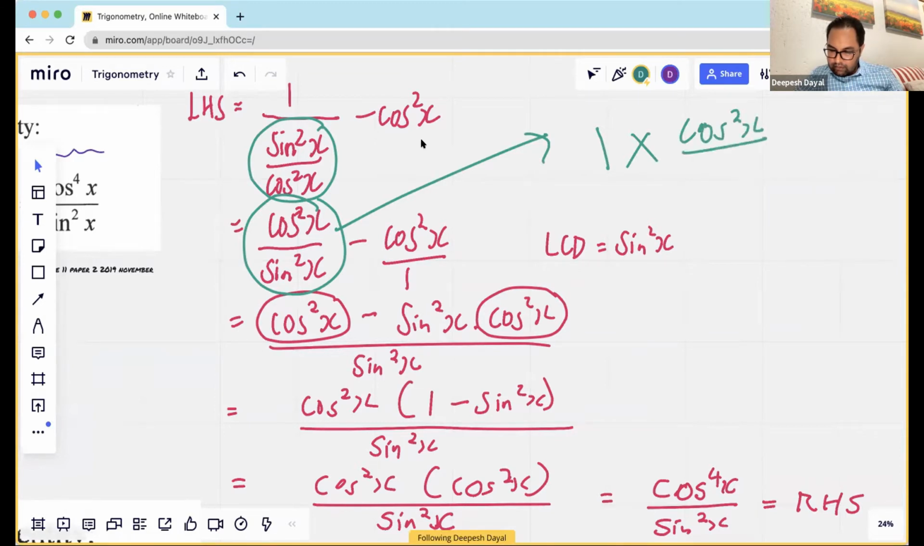I started like that, but then I got stuck at the cos squared x over sin squared x minus cos squared x over 1. I didn't find it by the LCD. Oh, okay. But are you understanding the process now? Yes. Okay, great. That's important. That's excellent. As long as you understand it now and you've identified your mistake.